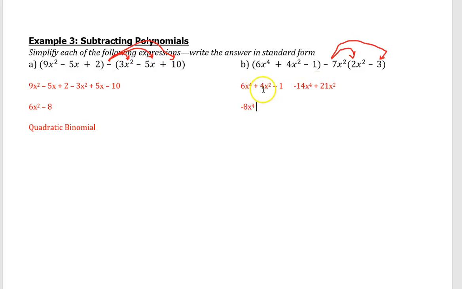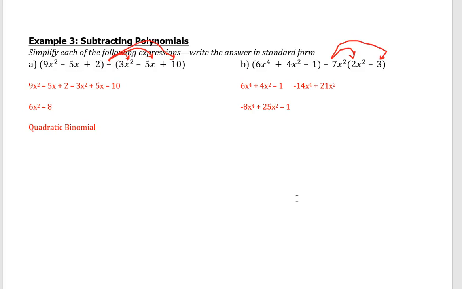I don't have any terms that are cubed, so no third power, so no term there. I do have 4x squared and 21x squared, so I can put those guys together. 4 and 21 is going to give you 25x squared. And I just have left here just this one number, negative 1, nothing to combine that with. So simplified version there, negative 8x to the fourth plus 25x squared minus 1.